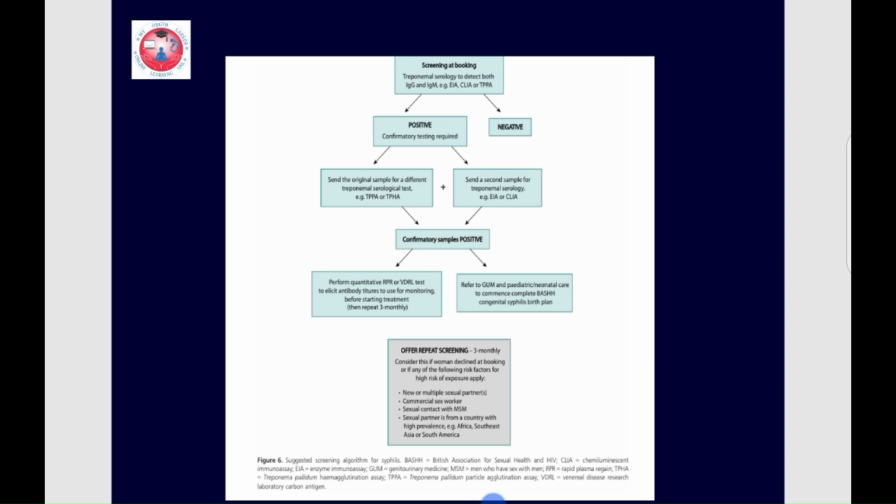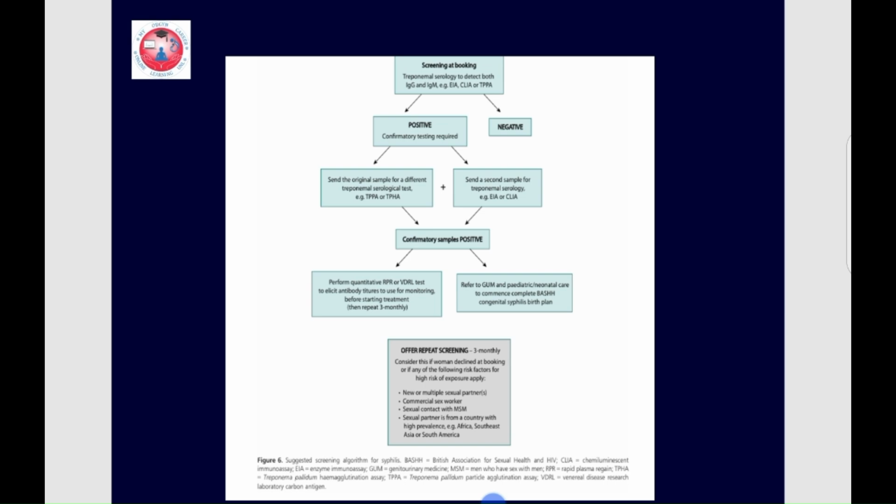And in the previous slide we mentioned that if the standard confirmatory tests are not able to confirm the diagnosis, then we can use the IgG immunoblot. But in general, if the first test, EIA or CLIA, is positive, on the same sample we do the TPPA. On the new sample from the same patient, we again carry out the EIA or CLIA, and if all these tests are positive, we confirm that it is positive.